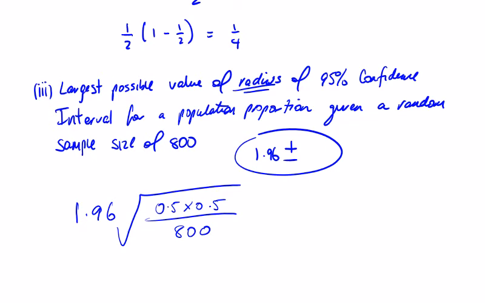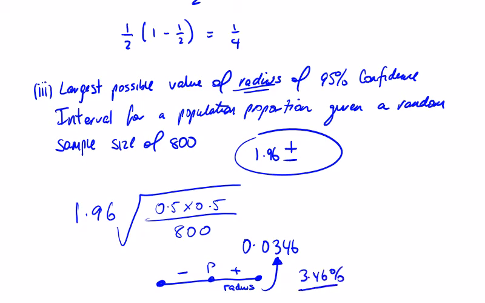And we type this into our calculators. We're going to get 0.0346. And you can see that would go from here. We have p here. It would go up 0.0346 and back 0.0346. So the radius, this would be a diameter, so the radius is just one of them, which is the value we just got. We could write it as 3.46%, but either one was fully correct.